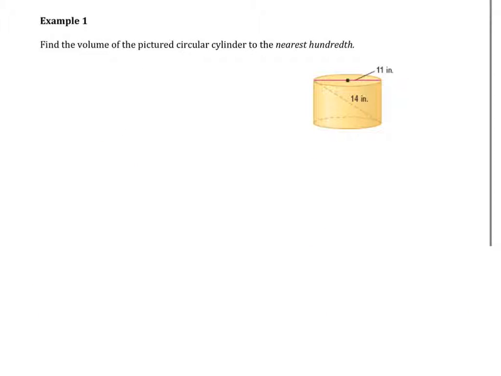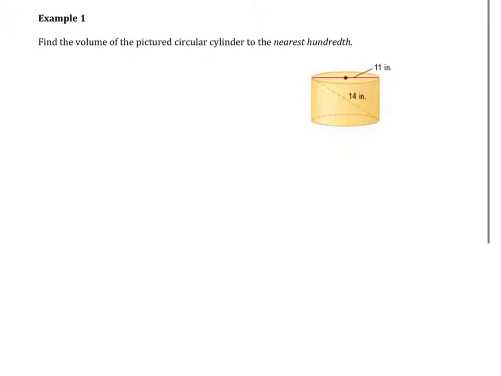Example 1. Find the volume of the pictured circular cylinder to the nearest hundredth. So we know that the volume formula for a circular cylinder is equal to pi r squared times h. And we don't have an h here. We do have a diameter of 11 inches. So we're going to have to get a radius of 5.5 inches. That's 1/2 of 11. And we're looking for h.